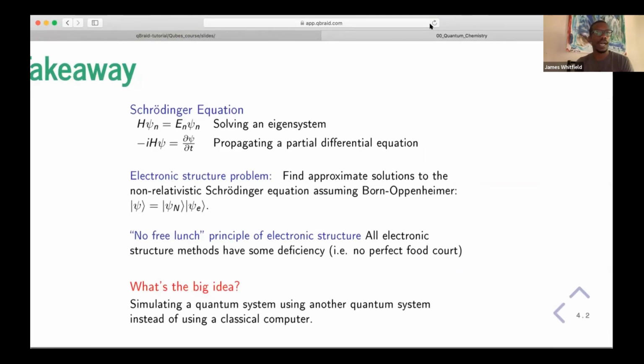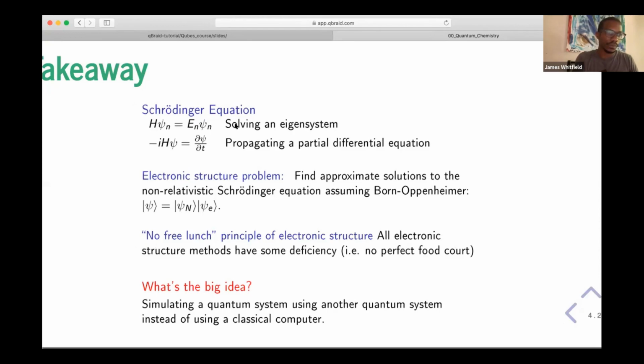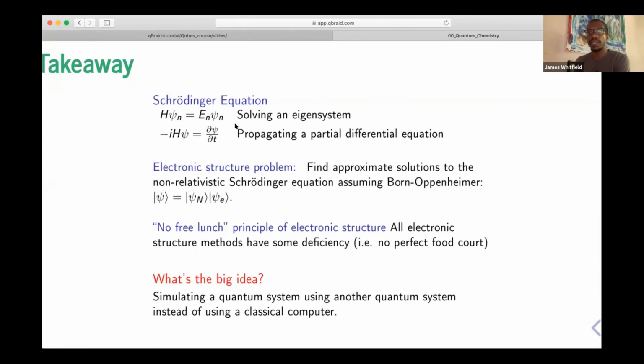So I want to give you some high-level takeaways of what we're looking at here. The takeaway that I want you to take away again is that we have the Schrodinger equation, which is either solving an eigensystem, so this is getting eigenvalues and eigenvectors, or propagating a partial differential equation. In both cases, they end up being equivalent for reasons that are not really important. This electronic structure problem, don't have to worry too much about the details there. But one of the no free lunch principles of electronic structure is that there's no perfect way to compute every property of every system. They could be arbitrarily difficult. So you can imagine that every approach to electronic structure has its limitations.